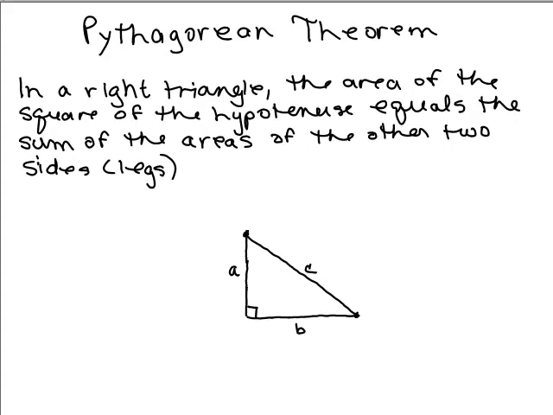So we're going to start out with what the Pythagorean theorem is. In a right triangle, the area of the square of the hypotenuse equals the sum of the areas of the other two sides. And those are also called legs. So I have a picture of a right triangle here, and the hypotenuse is c. It's the longest side, and we have a right angle between the other two sides, which I'm going to call a and b. Those are often referred to as the legs.